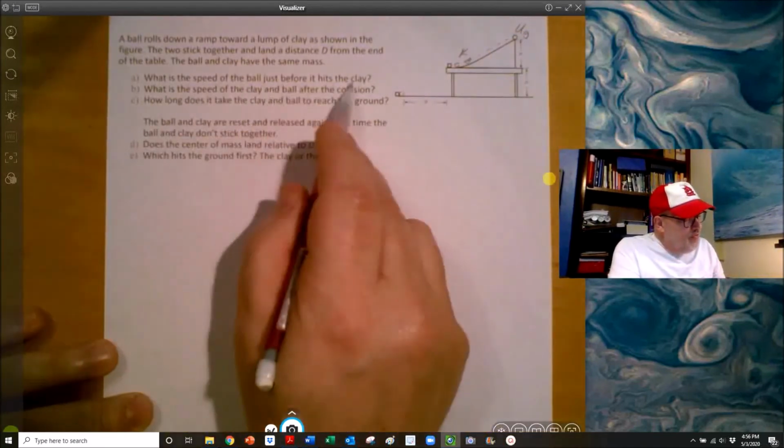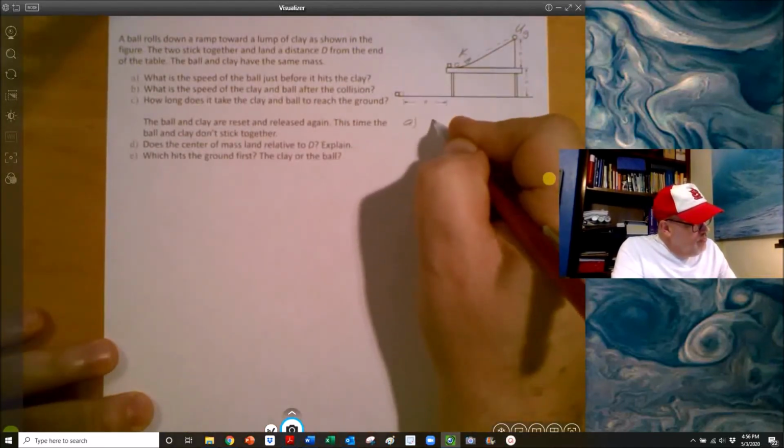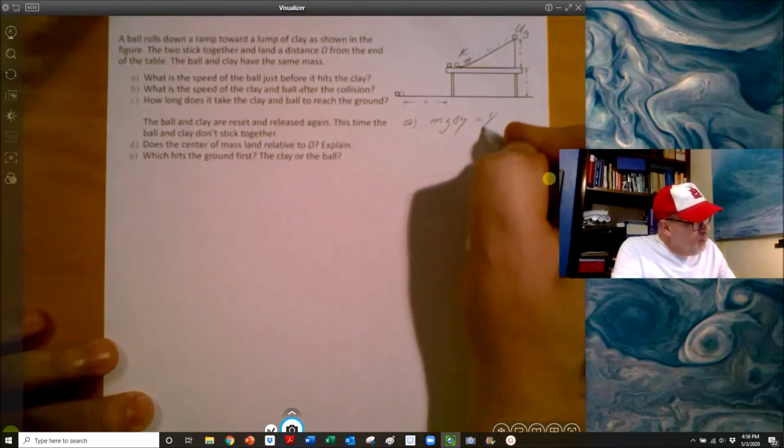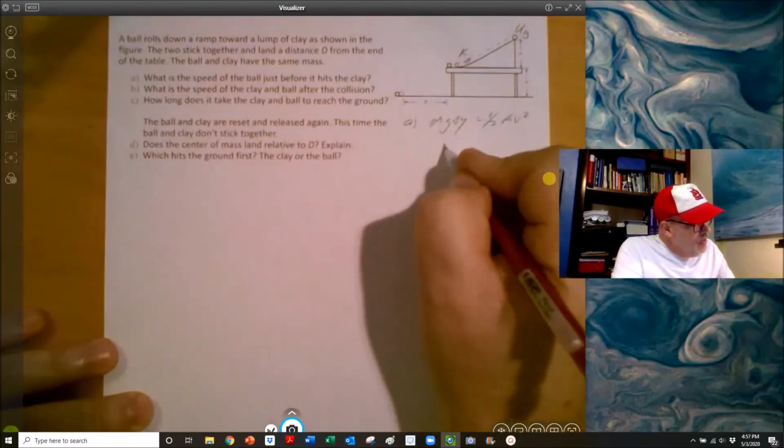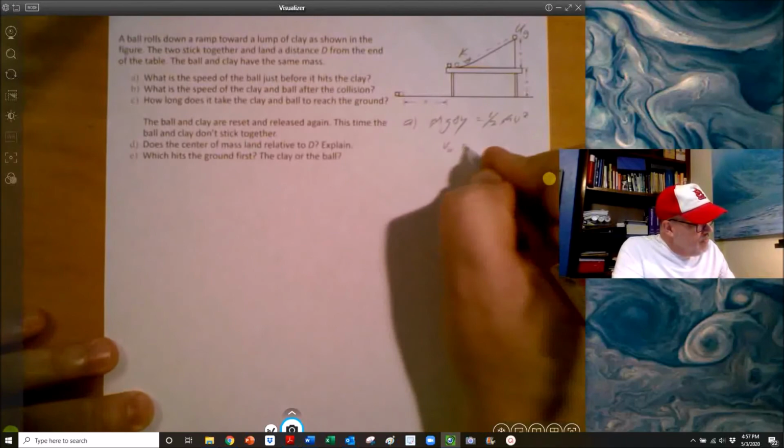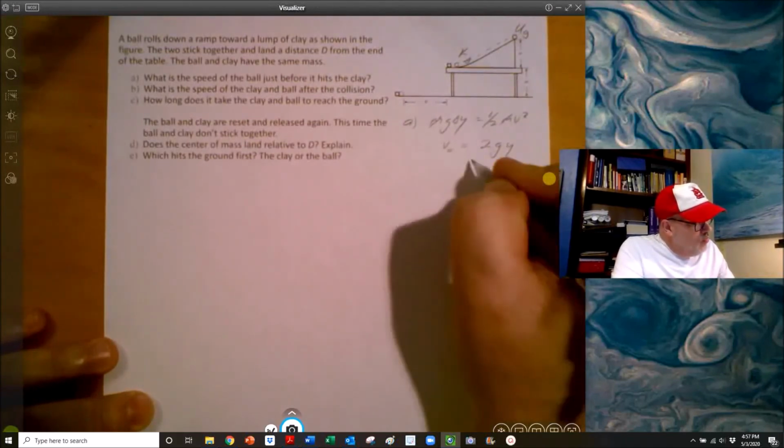What's the speed of the ball just before it hits the clay? So A, that would be mg delta y equals 1/2 mv squared, cancel, cancel. So the velocity of the ball just before it hits the clay would be square root of 2gy.